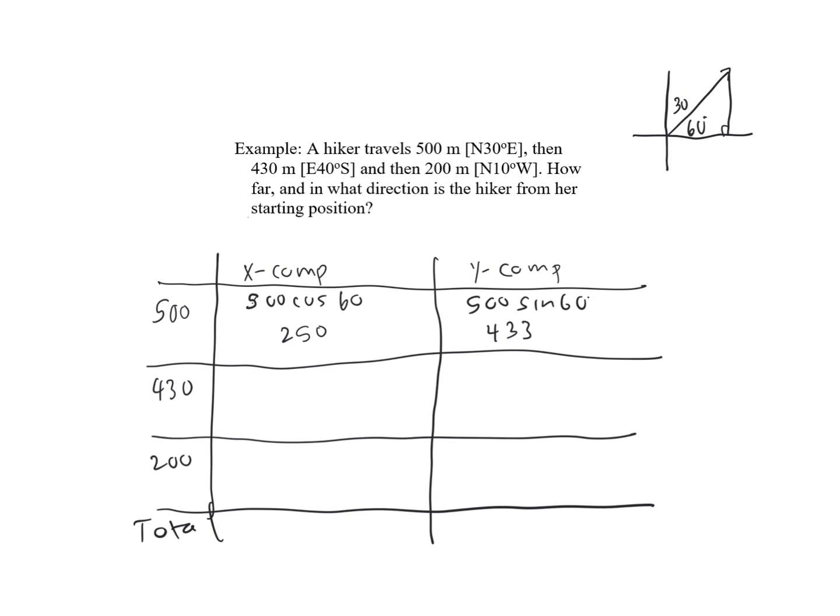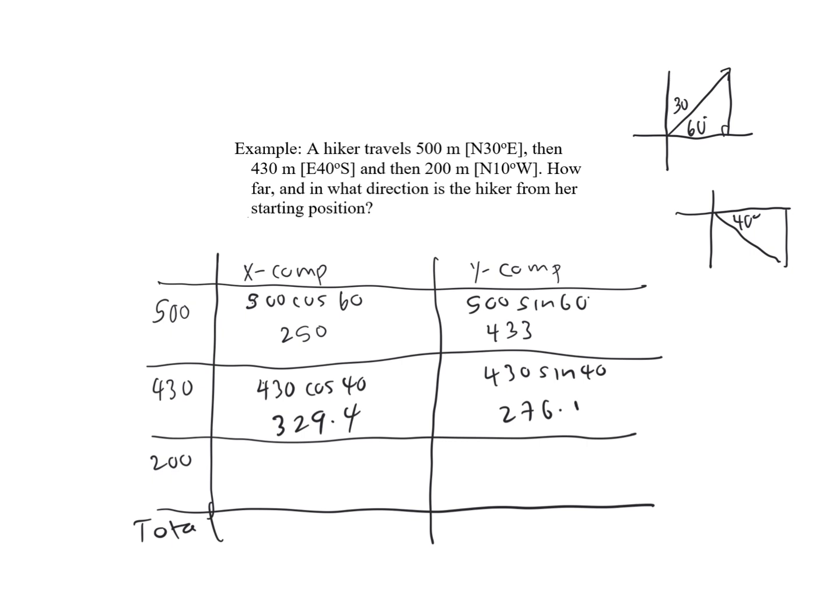The second leg describes it a little bit differently than I like to, but it says it's going east towards the south. So we'll go with that. So 40. So headed east, 40 degrees south would look like that. So we're going to use the 40. So 430 cosine 40 and sine 40. That works out to be 329.4 and 276.4. The x we're going right, so that's positive, but the y we're going down, so that's negative.